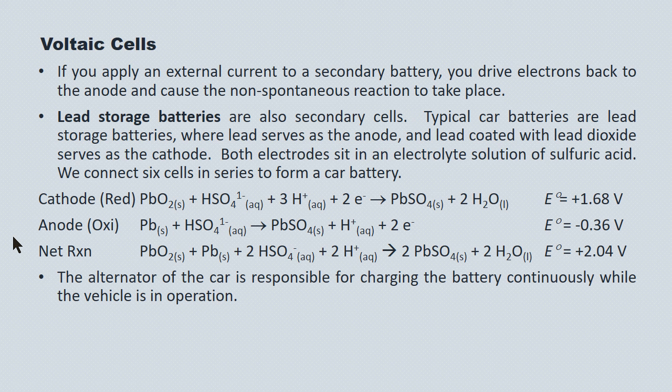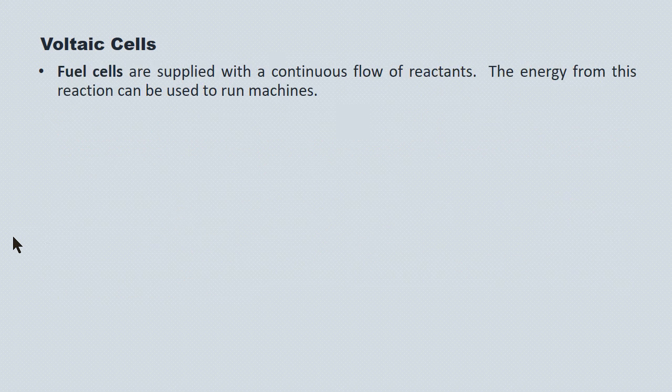Of course, the alternator is responsible for recharging the battery while it's in operation. It does so by, again, driving electrons back towards the anode. Fuel cells must be supplied with a continuous flow of fuel, and they must also provide a way that the waste material of the reaction can be allowed to leave.